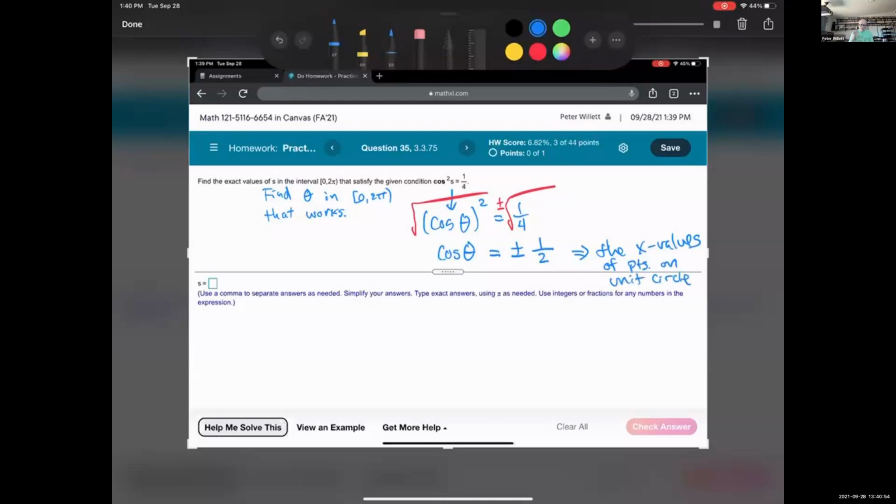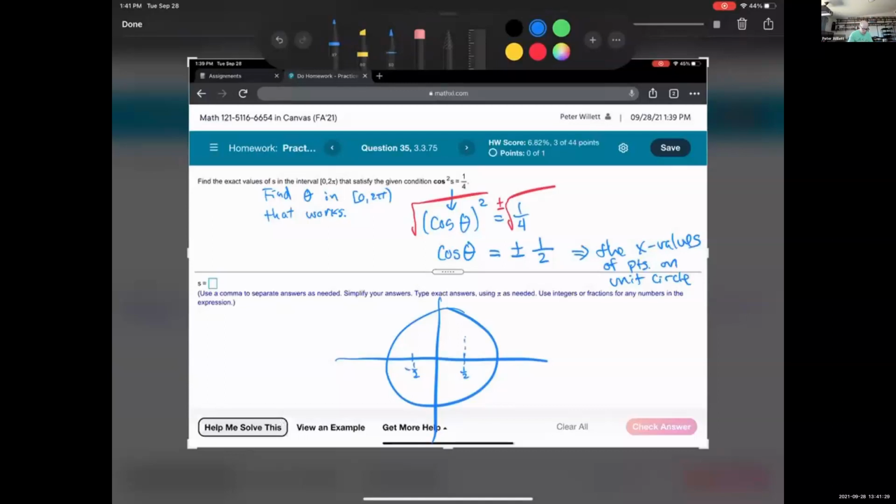Cosine of theta is the x value of a point on a circle, and we have to figure out which theta would make the x value turn out to be plus or minus 1/2. All right, so looking at my unit circle here, where is the x value equal to plus or minus 1/2? Well, here's where x is 1/2, and here's where x is negative 1/2. So I need points on the circle that have those x values.